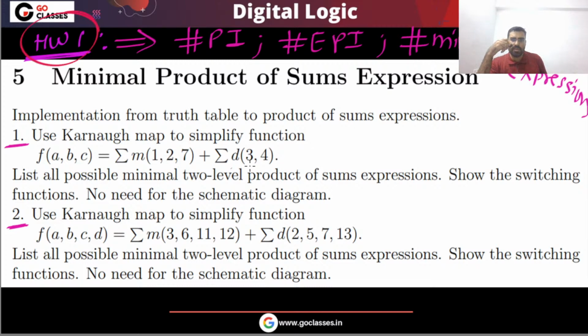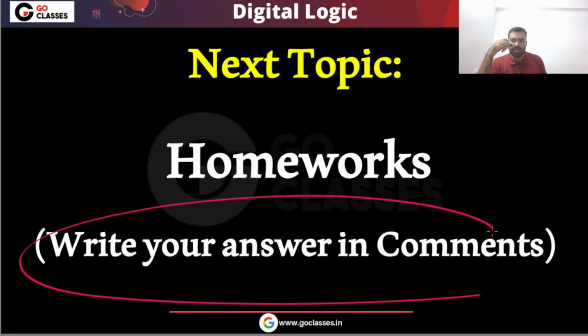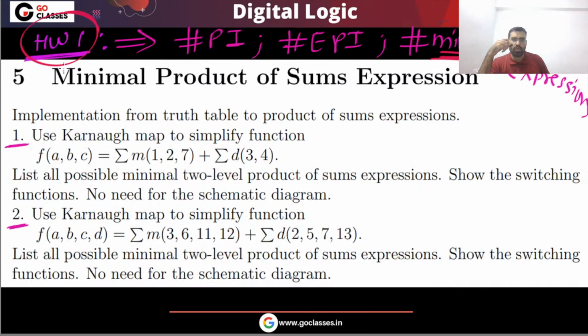In this homework there are two questions, this one and this one. For these two questions you have to find the number of prime implicants, the number of essential prime implicants, and also how many minimum SOP expressions there are. You can write your answer in the comments. This is homework number 1. You can pause the video, solve it, and write your solution in the comments.